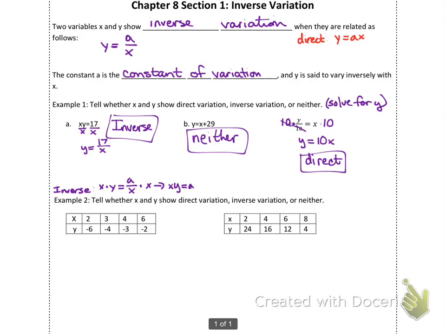Now, it's not enough to just know inverse variation. You have to know direct as well. So let's go ahead and do the same thing for the direct variation.